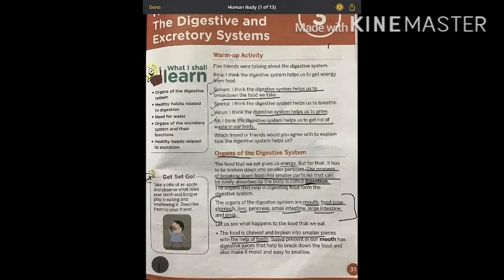Now in our mouth we have teeth, we have tongue, and we have saliva. Saliva is the liquid which you feel inside your mouth. That is also very important for this digestion.